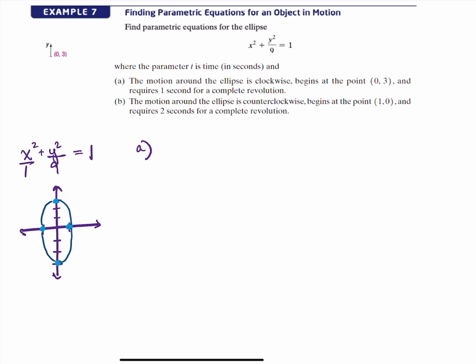For part A, when t equals 0, we want x of t to be equal to 0. That's our x coordinate, and y of t should be equal to 3.